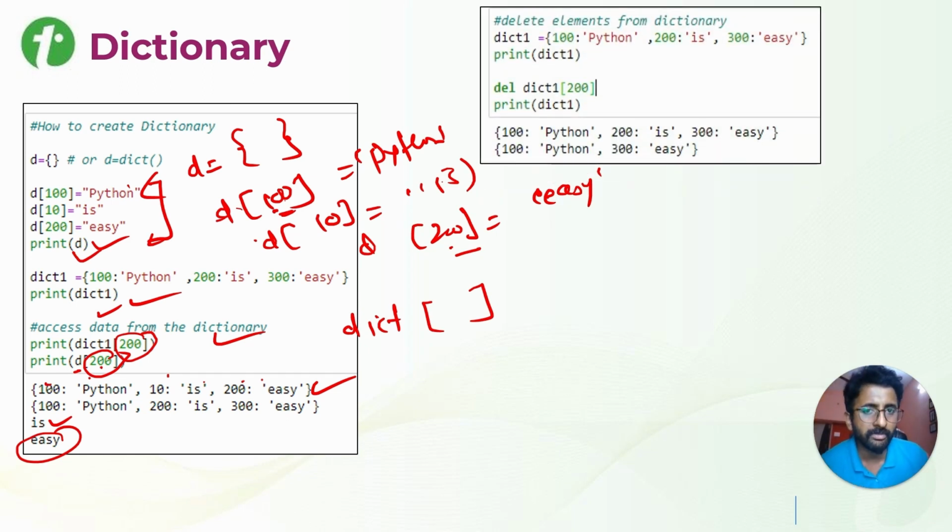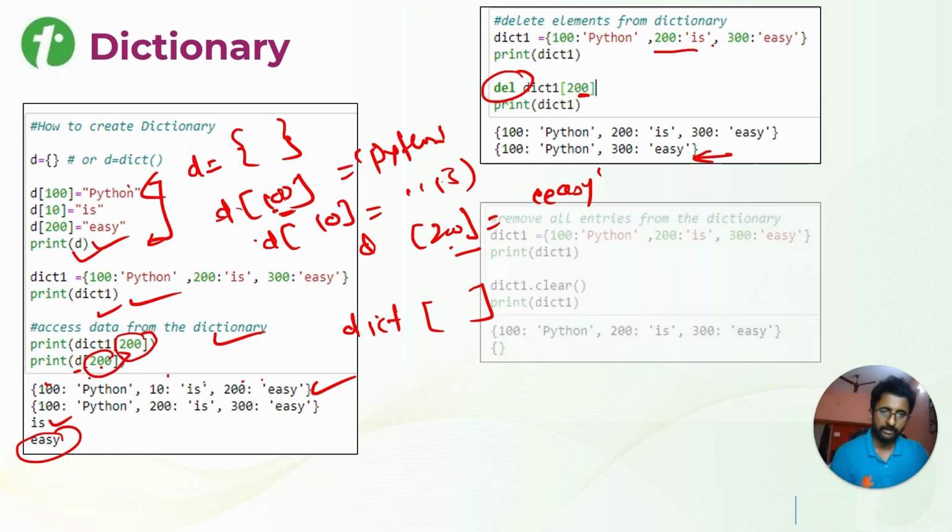Now how to delete elements from a dictionary? You can use the del keyword with D of 200. So this key's value will be deleted from the dictionary. See, this key value pair with 200 is, right? So the complete key value pair for 200 is deleted from the dictionary.